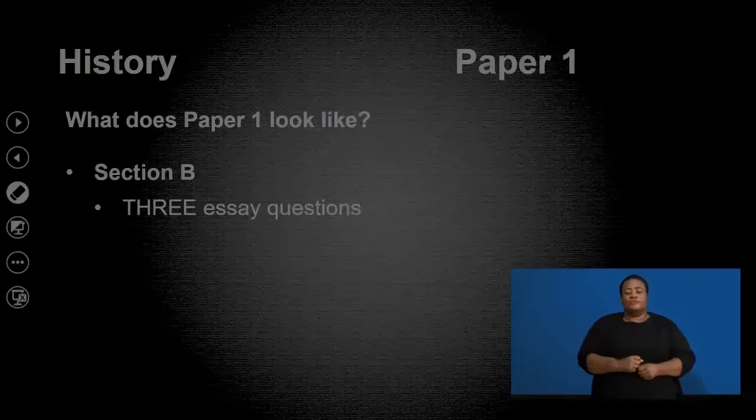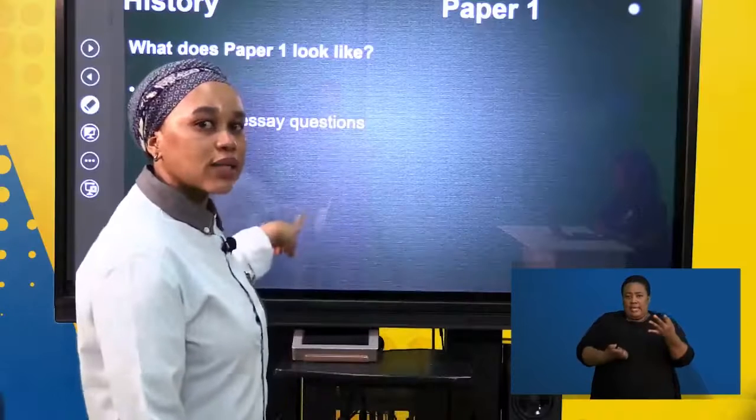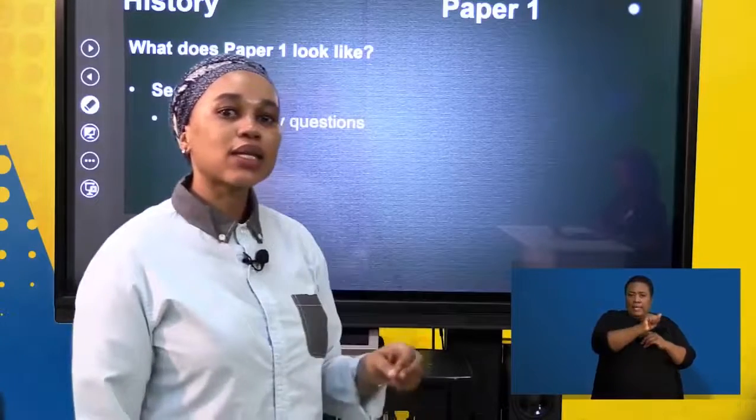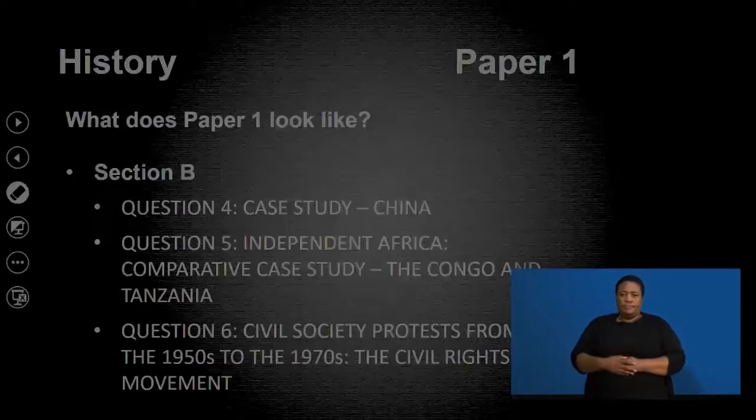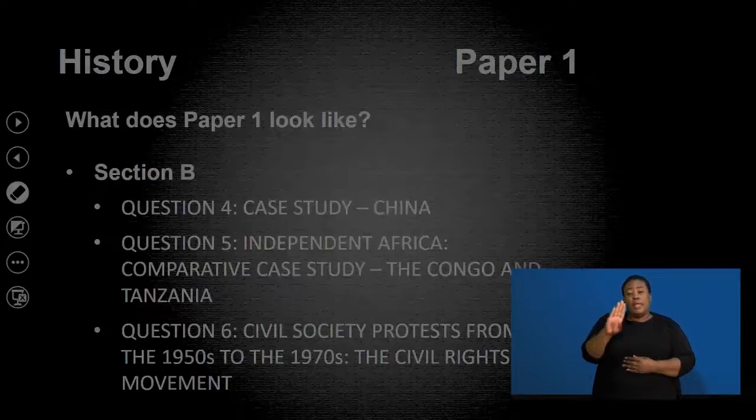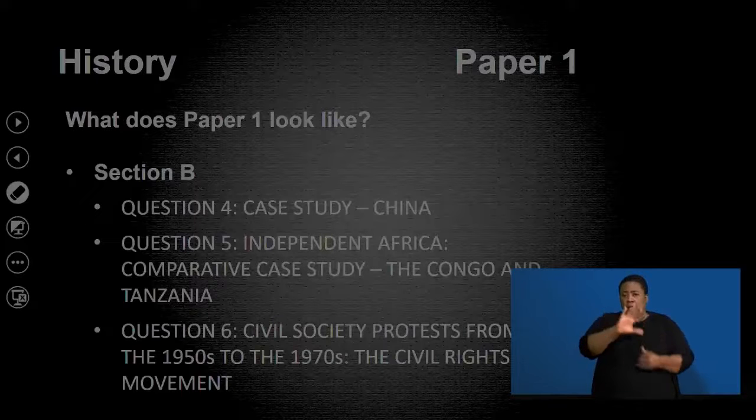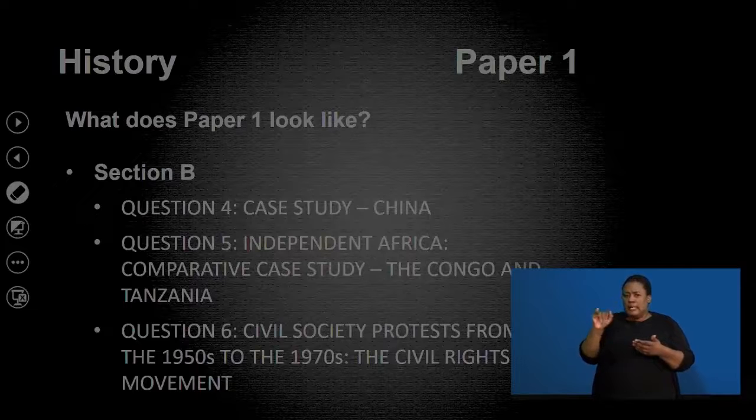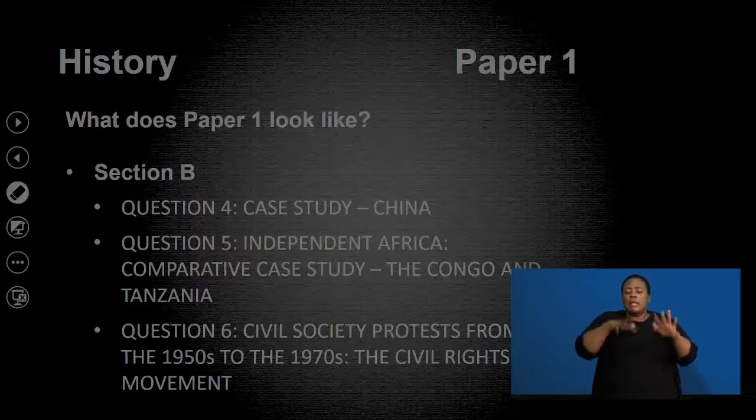Now let's move on. Section B consists of 3 essay questions. As I did with section A, I'm going to show you the different topics contained in section B. That is your essay topics. If you look at section B, question 4, the case study is China. Question 5 is independent Africa, so there is a comparative case study there of the Congo and Tanzania. And then question 6 is civil society protests from the 1950s to the 1970s, the civil rights movement.